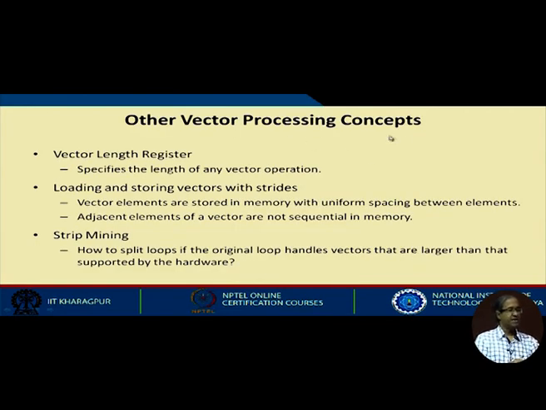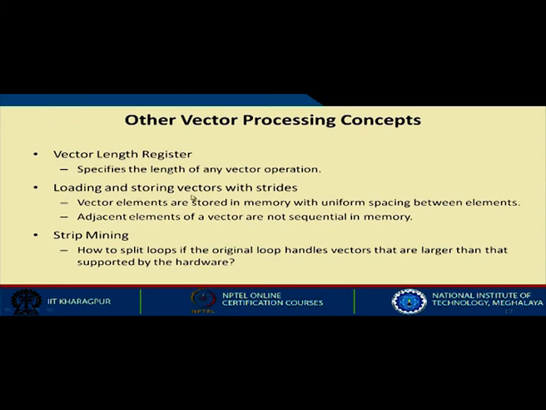There are other vector processing concepts I am very briefly mentioning. Sometimes you may not have to operate on the whole 64-element vector; maybe you have a vector of size 30. Then there is a register called the vector length register, and you can load it with 30. So only the first 30 elements will be operated on. So, the vector length register.